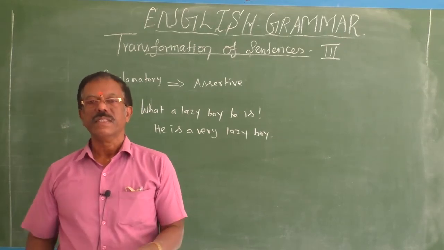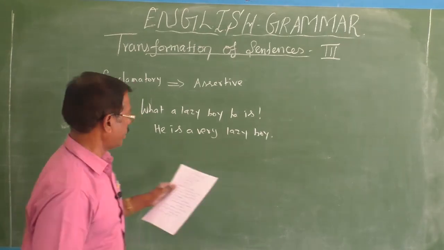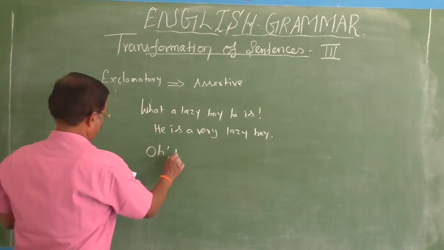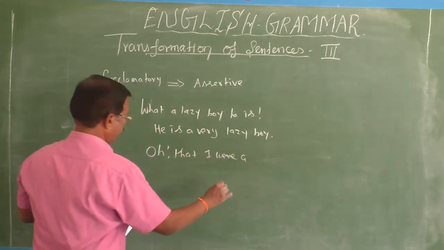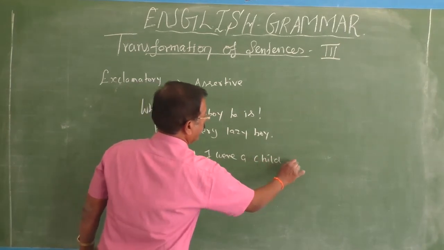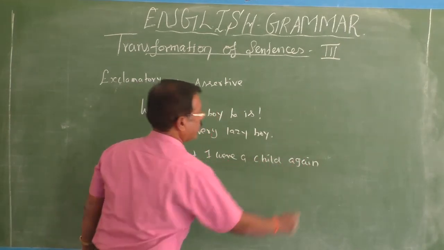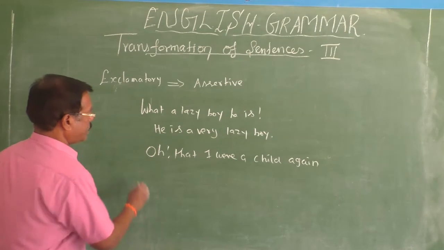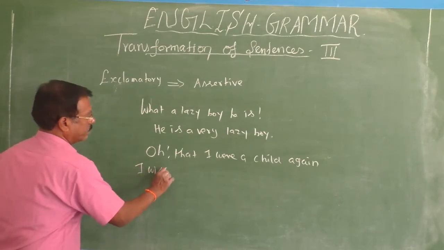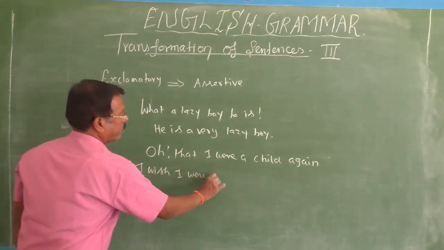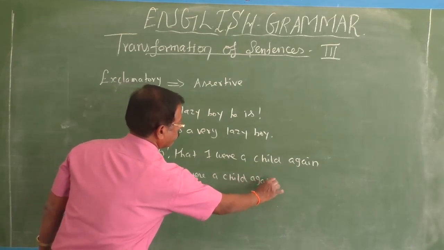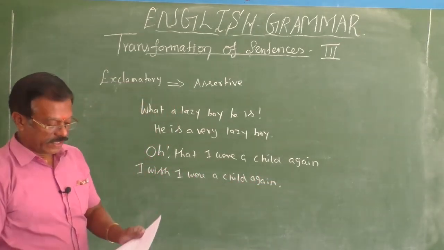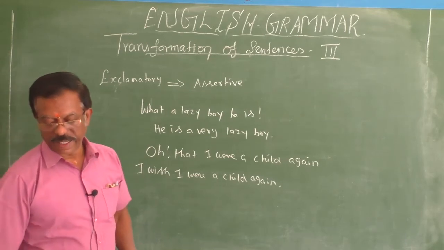For example, suppose if you have a sentence like this: Oh, that I were a child again. How can you change this type of sentence? I wish I were a child again. Then you put the full stop. I wish I were a child again.